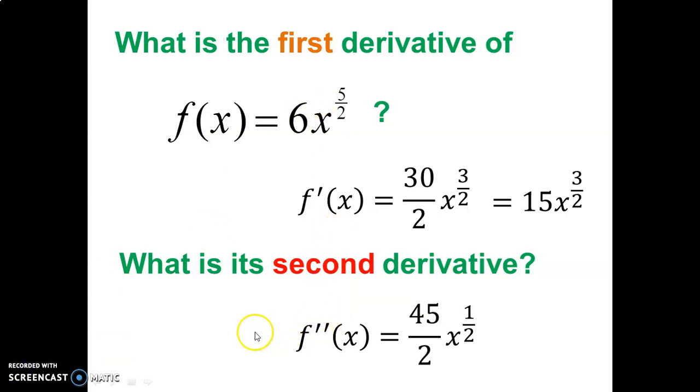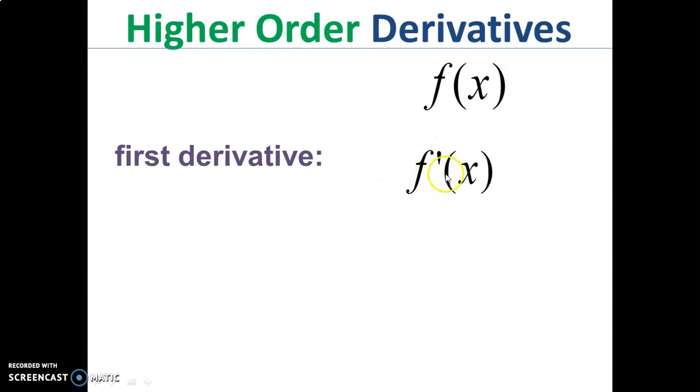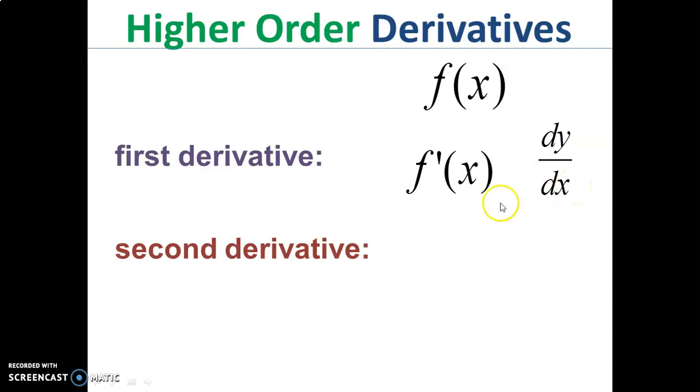You can go forever. Let's go to the next one here. So higher order derivatives. Let's say we begin with the function f of x. The first derivative, we know we write it as f primed of x, or dy dx, that's the other notation, right? Delta y over delta x, change in y over change in x. Again, that brings us back to the definition of a derivative, where the derivative is a slope at a moment in time.